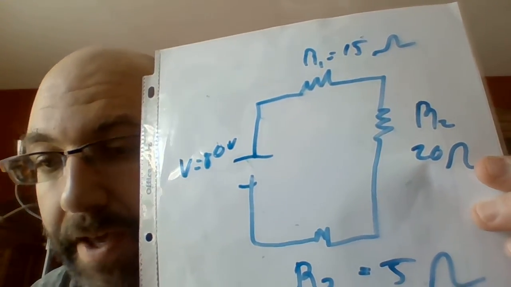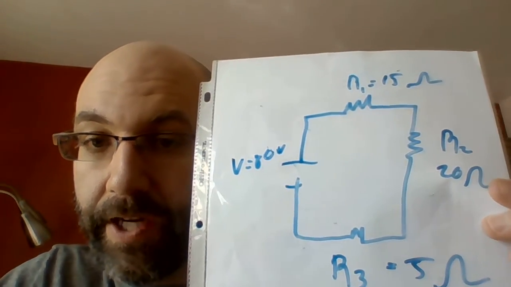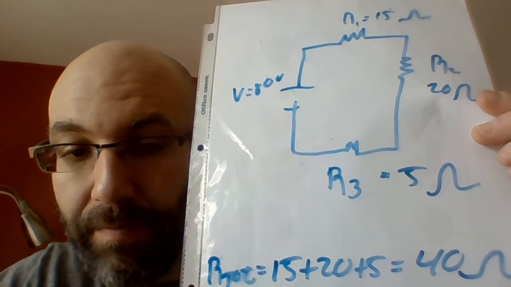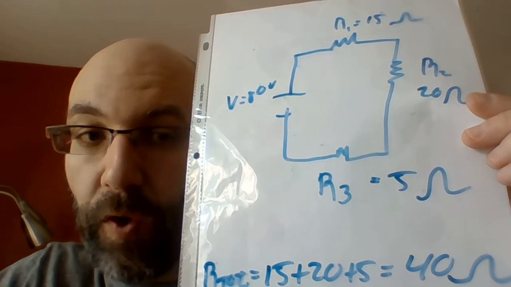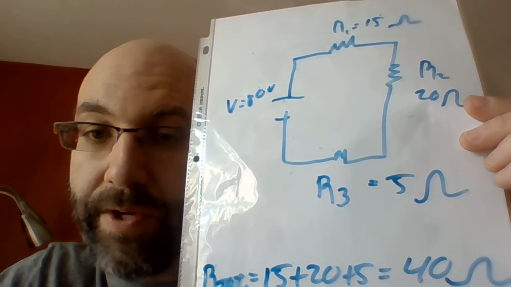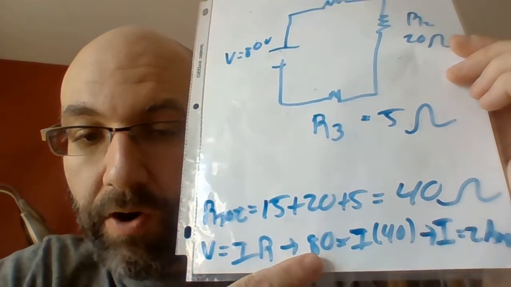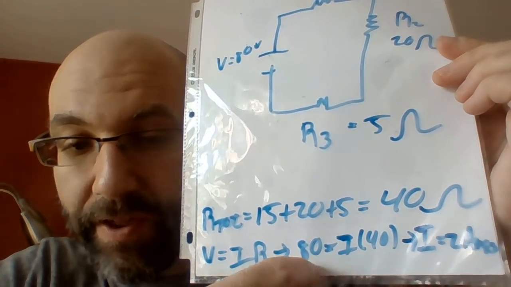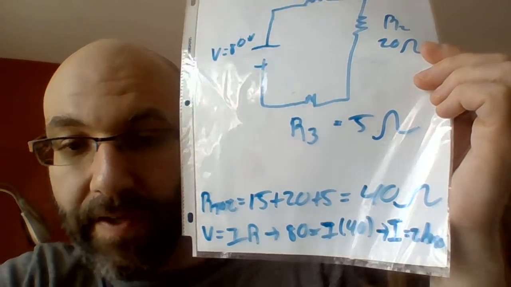The very first step is to find the total resistance. In a series circuit, we do that just by adding them together. So the total resistance is 15 plus 20 plus 5, which gets you 40 ohms. Then, if we know the voltage is 80 volts and the resistance is 40 ohms, we can just use Ohm's law, V equals IR, or 80 equals I times 40. If we bring the 40 to the other side, I is going to be 2 amps. So that is the answer to number 6.